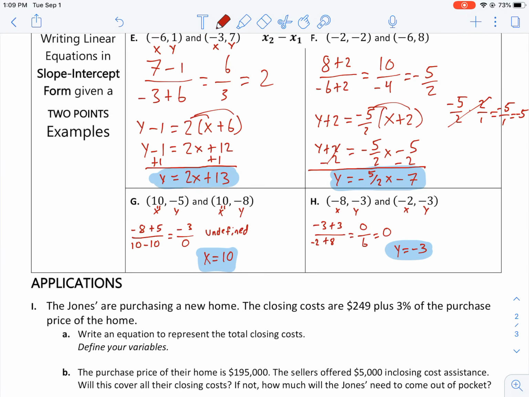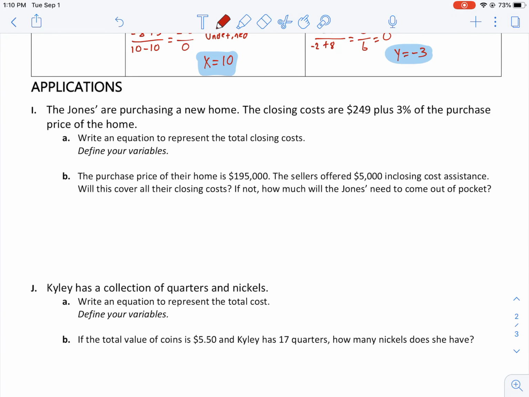So we're almost done. I know we've done a lot today. We're throwing a lot at you, but the last thing that we're going to do is some application problems. So this is some word problems, and I know how much you guys love word problems. We're actually going to do a lot of word problems this year. So let's go ahead and read this.